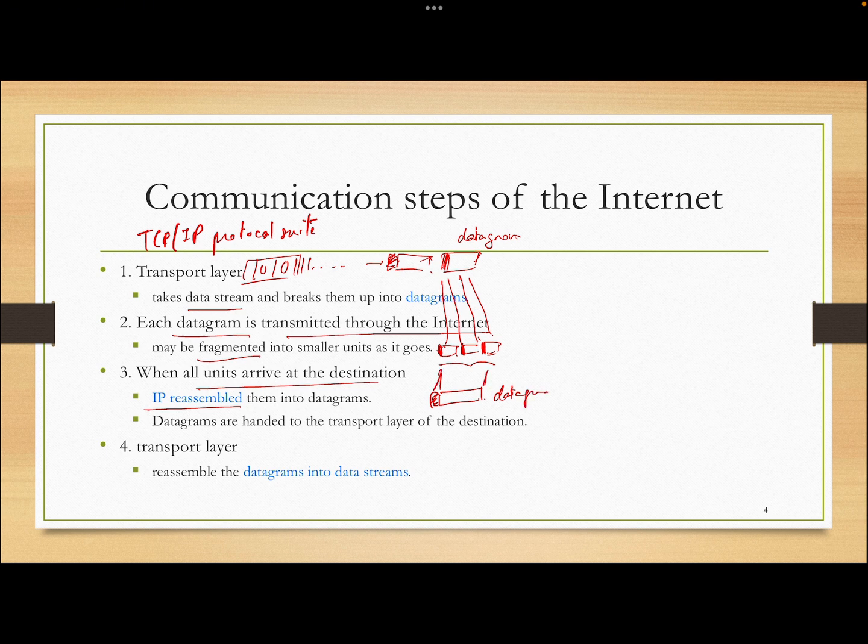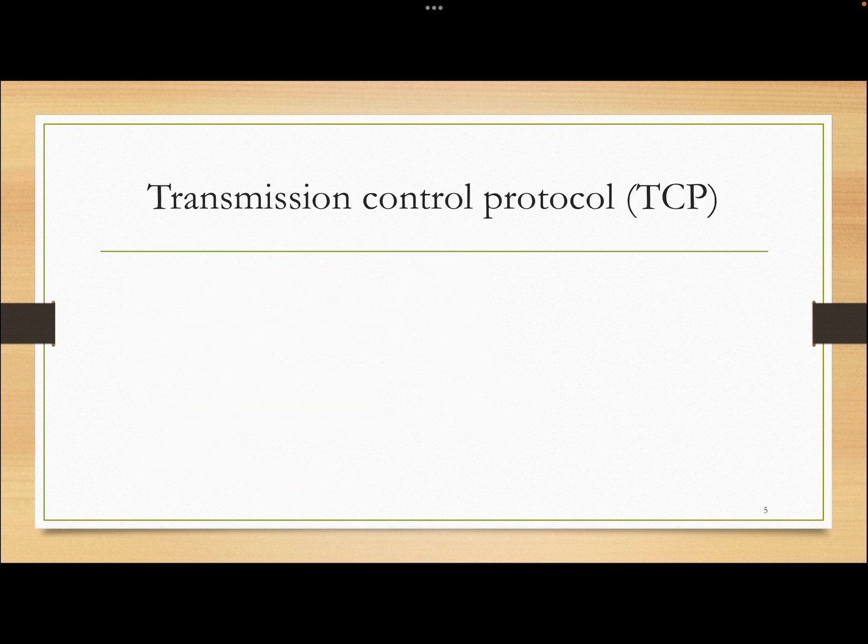So you take the header of the smaller units out, and you get the datagram back. Then the datagrams are handed to the transport layer of the destination, and the transport layer will assemble the datagrams into the data stream.